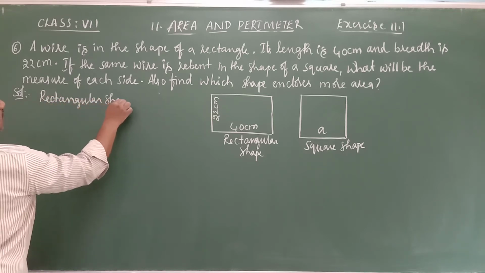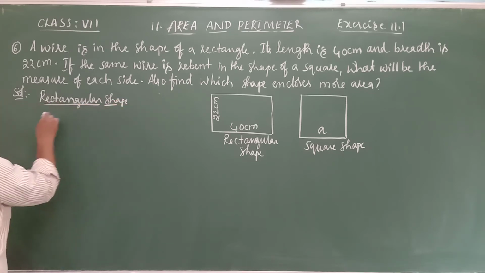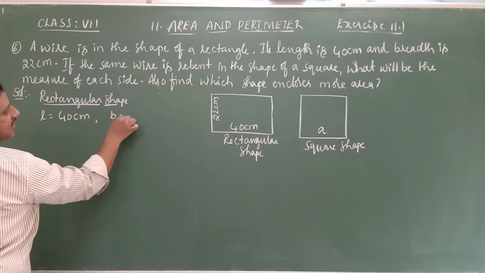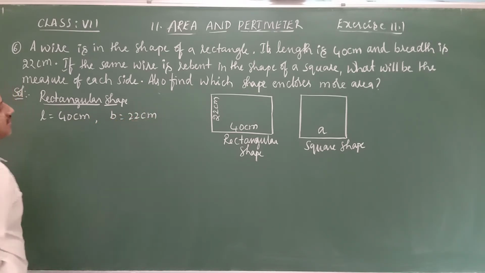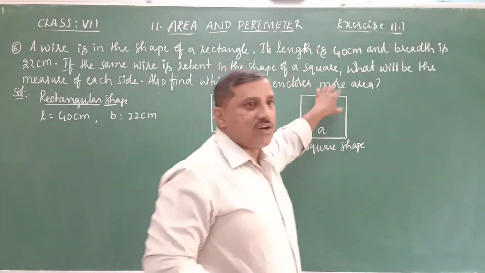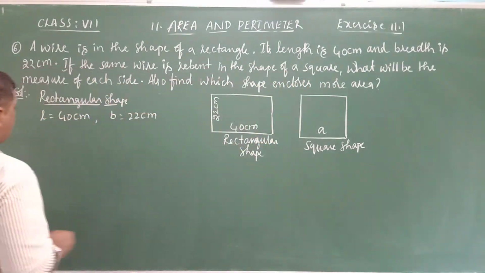Now we will discuss this rectangular-shaped wire. Its length is 40 centimeters and its breadth is 22 centimeters. Here the perimeter of the rectangle-shaped wire is equal to the perimeter of the square-shaped wire.